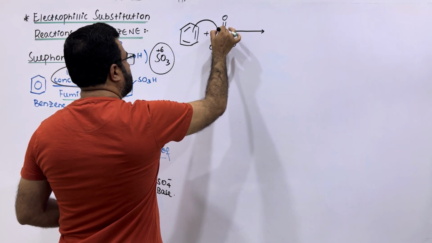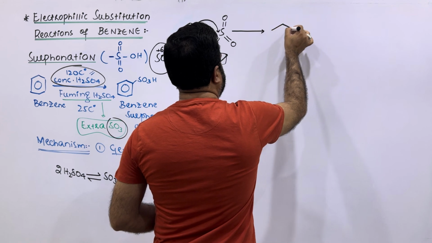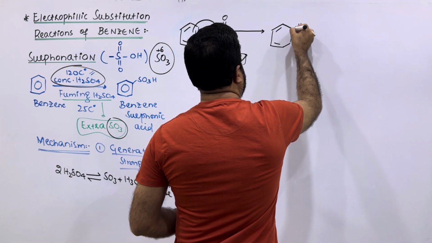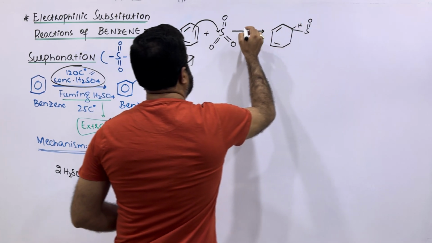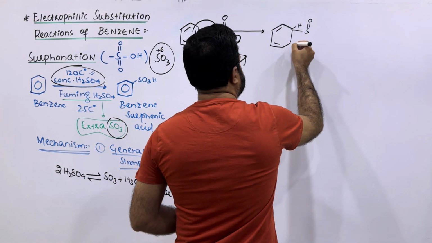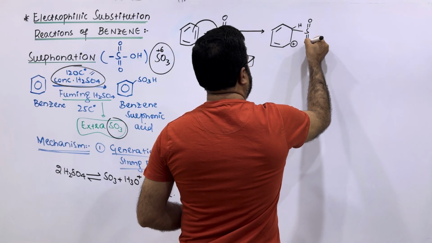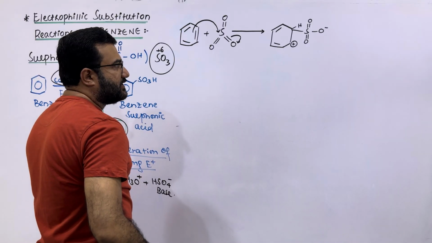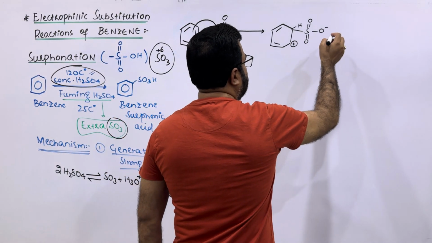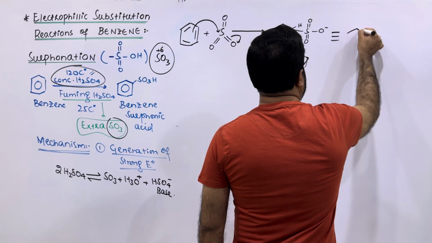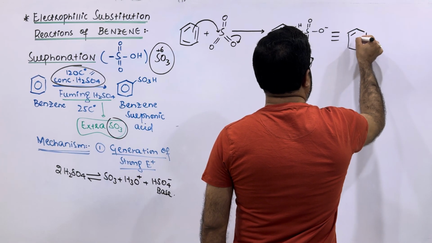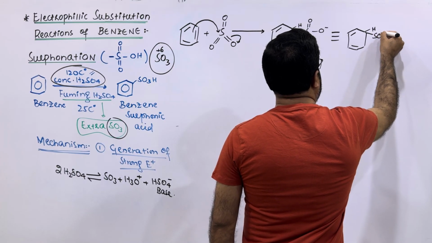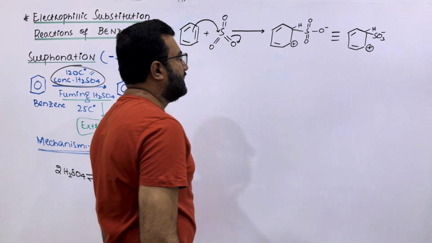My dear students, during this attack, carbonium ion is generated and this oxygen will get the negative charge. Now, my dear students, you can write it like this or it can be written as something like this. Both are the same ones.